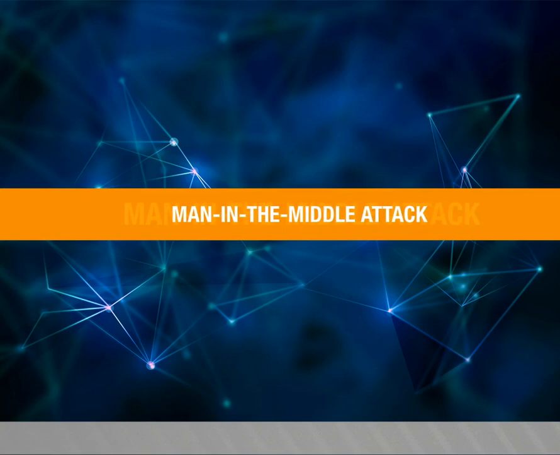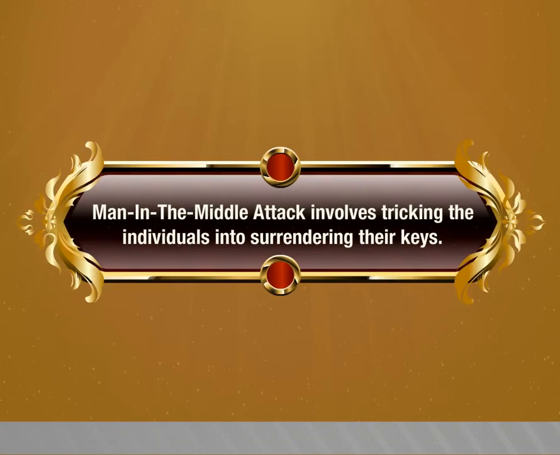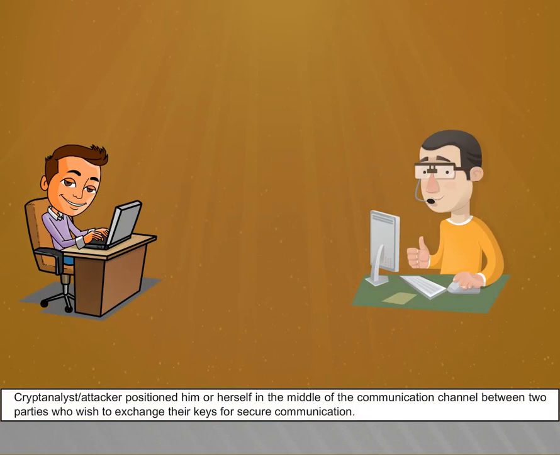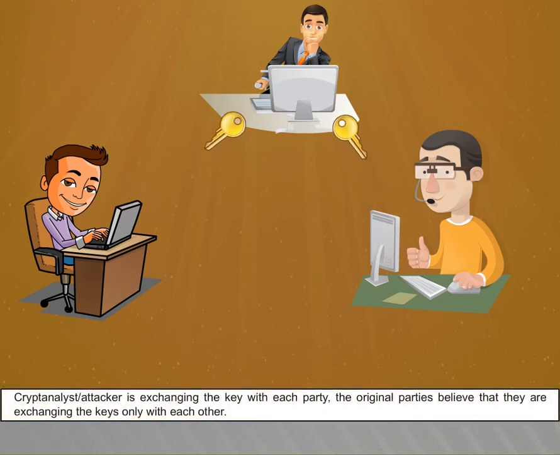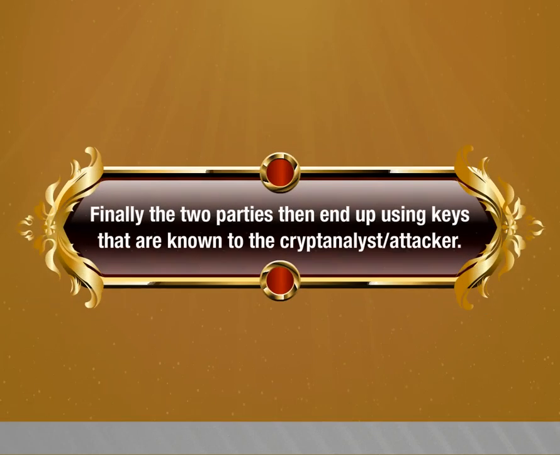Man-in-the-middle attack. In this video, we are going to understand about man-in-the-middle attack. Man-in-the-middle attack involves tricking individuals into surrendering their keys. The cryptanalyst or attacker positions himself or herself in the middle of the communication channel between two parties who wish to exchange their keys for secure communication. The cryptanalyst or attacker exchanges a key with each party. The original parties believe that they are exchanging the keys only with each other. Finally, the two parties end up using keys that are known to the cryptanalyst or attacker.